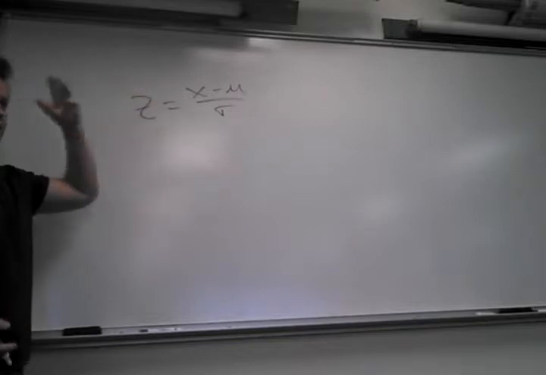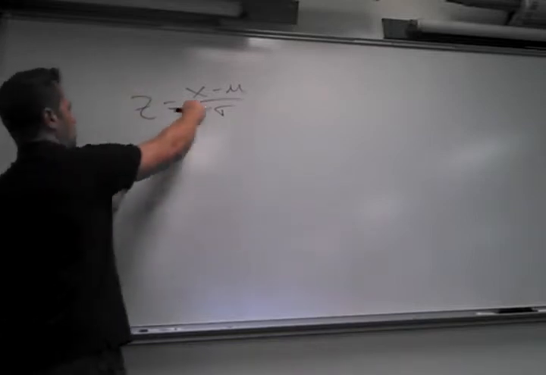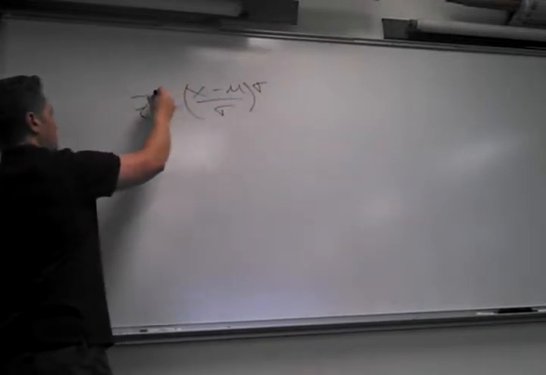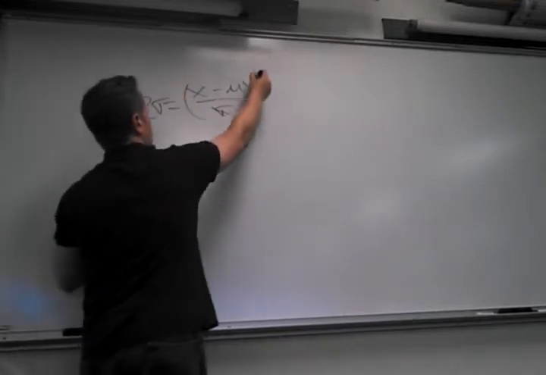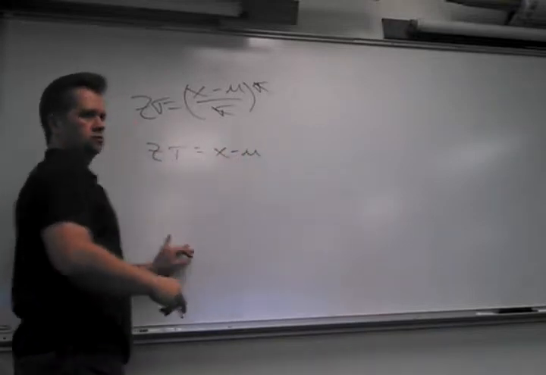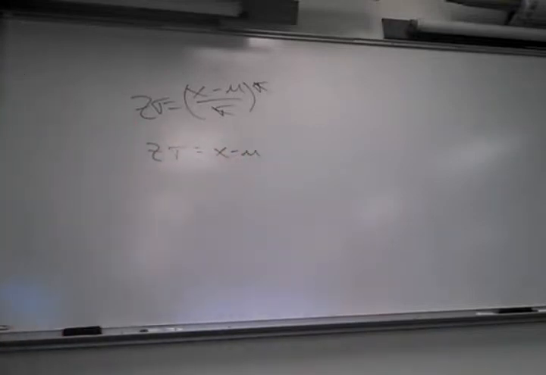How do I solve for x? The worst part about this equation is it's divided by something weird, so let me multiply both sides by that thing. So I get Z sigma equals X minus mu. Add mu.